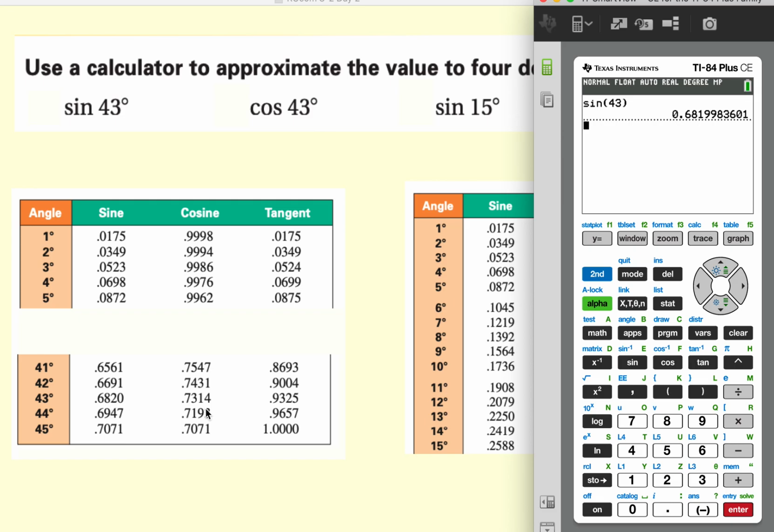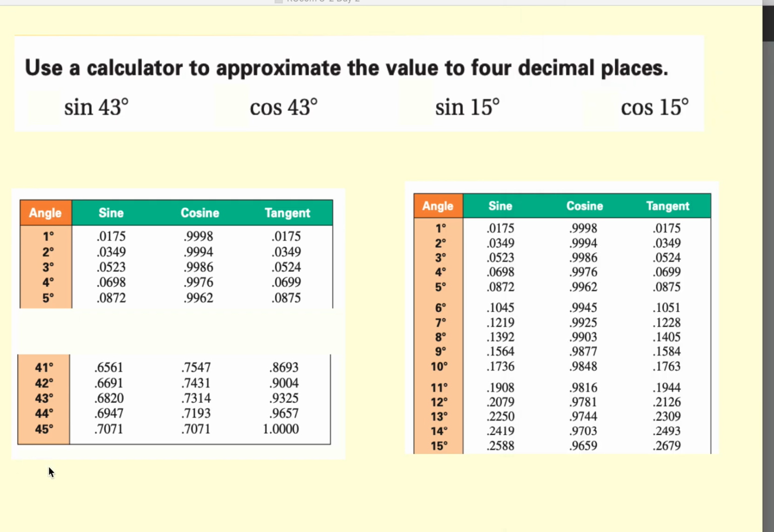And then cosine, press the cosine button, and then press 43. And we're going to get cosine of 43, that's right over here. Yep, we are agreeing with our calculator.